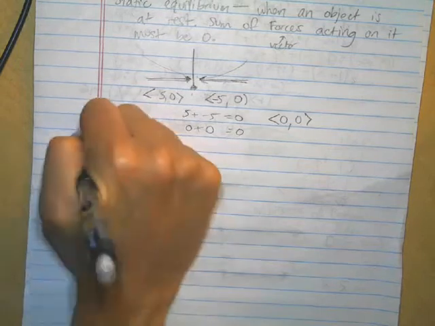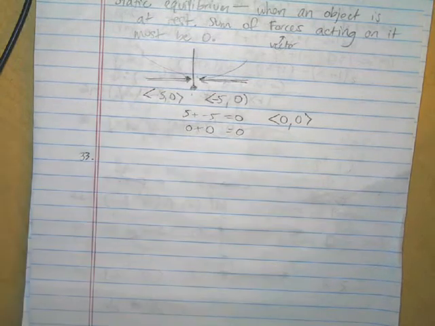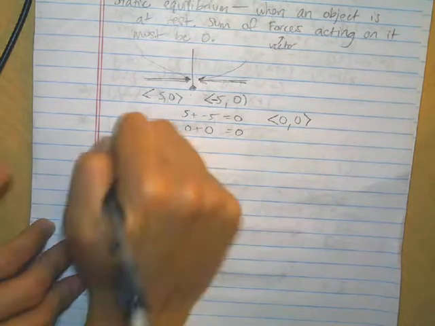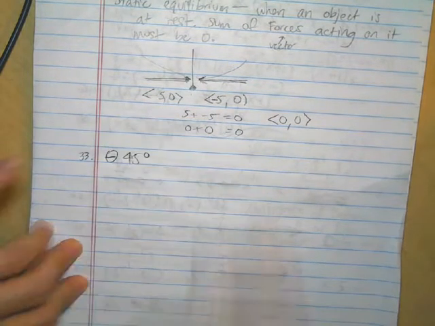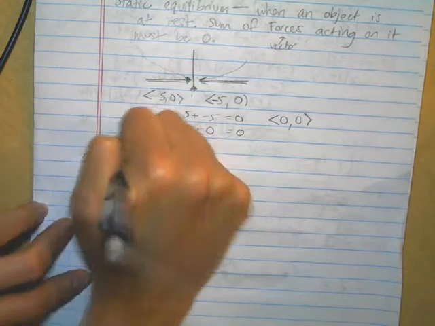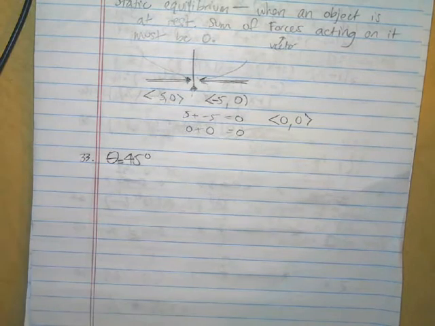Alright, so 33 talks about static equilibrium, and it says, repeat the swing problem shown in example 5 if Stacy pulls Danny through an angle of 45 degrees. So already I'm going to write angle equals 45 degrees, and then holds him at static equilibrium. Find the magnitudes of both H and T.